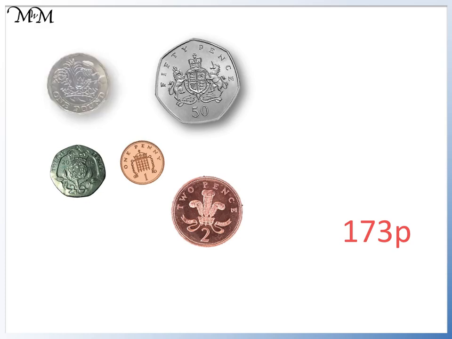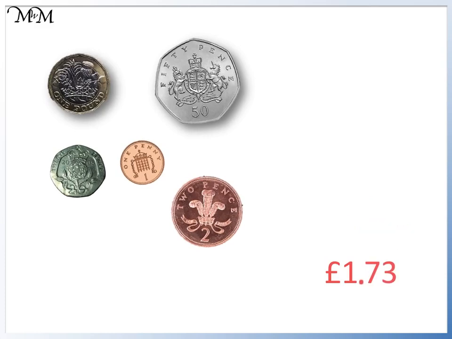We have £1 and 73p. We write it like so, separating the pounds and the pence with a decimal point.